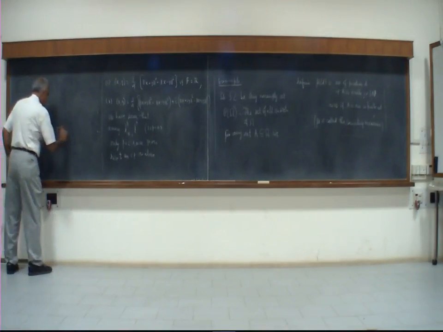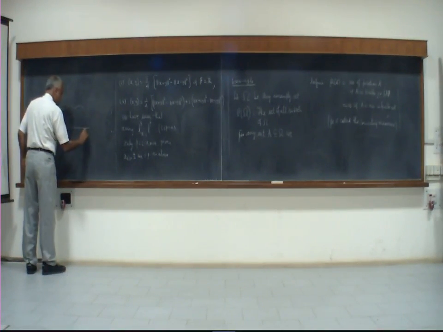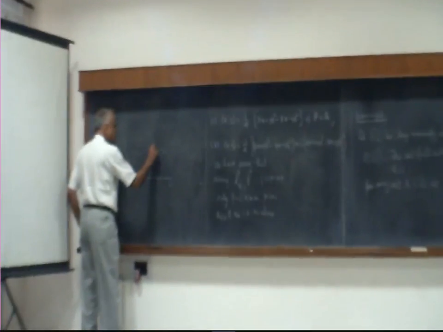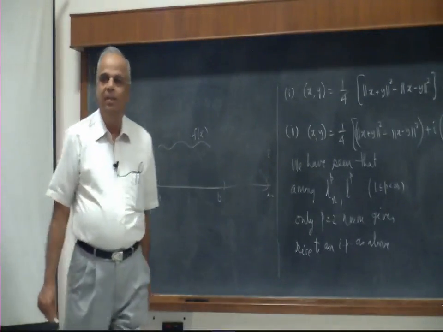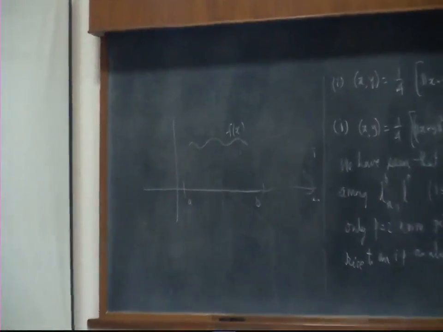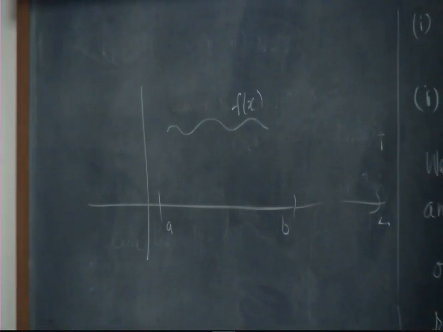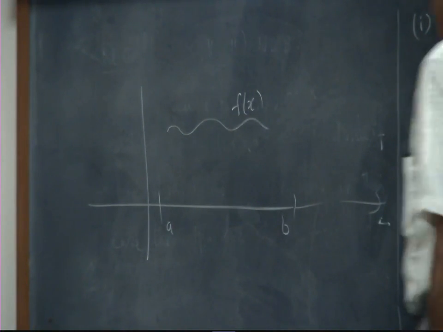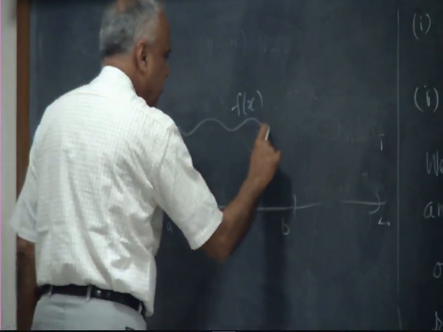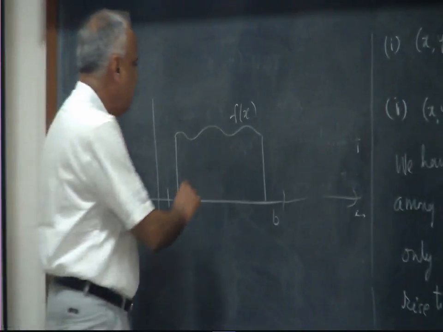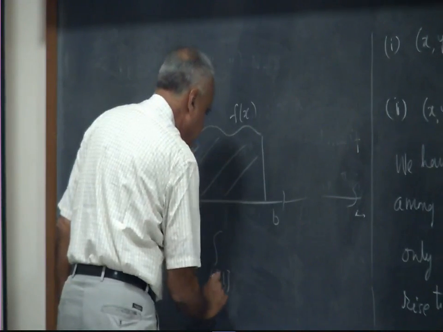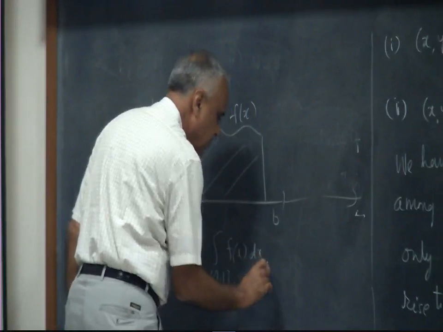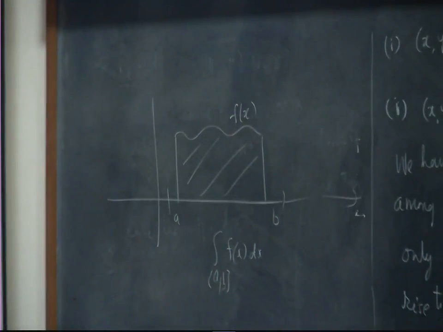Let us say I have a function from A to B. I draw the graph of that function. This is f of x, and that is the x-axis. I have cheated by putting the whole curve above the x-axis. What if it is below the x-axis? Let us first take the case where everything is positive area. Now I want to find this area, and that is what would be denoted the integral over the interval AB of f of x dx, right?